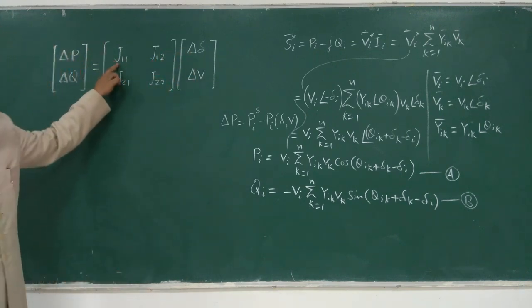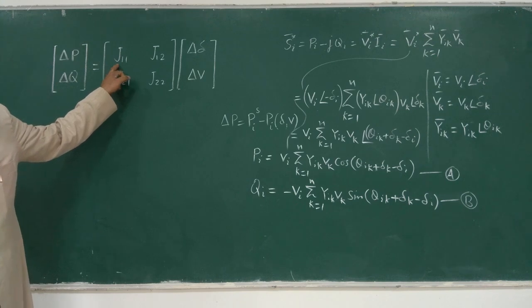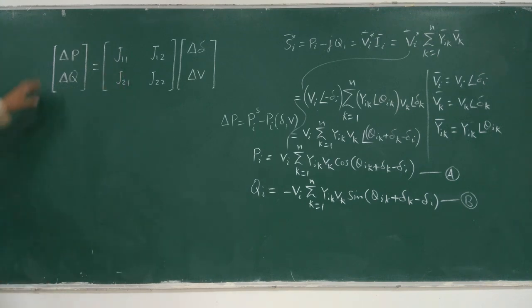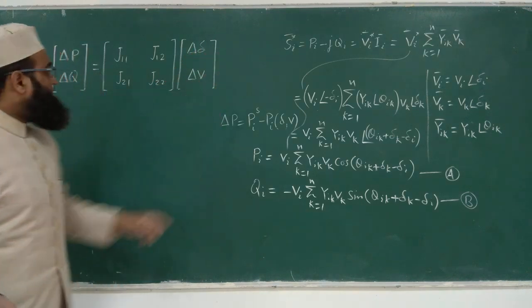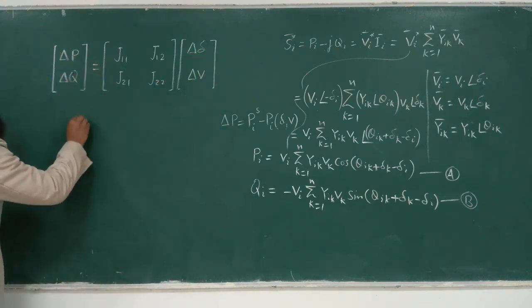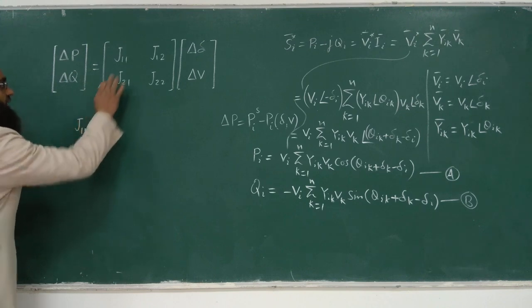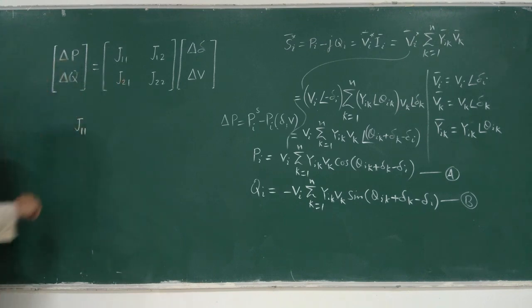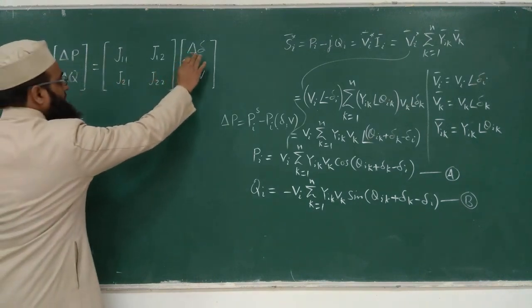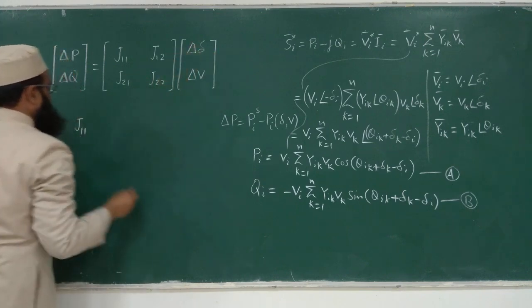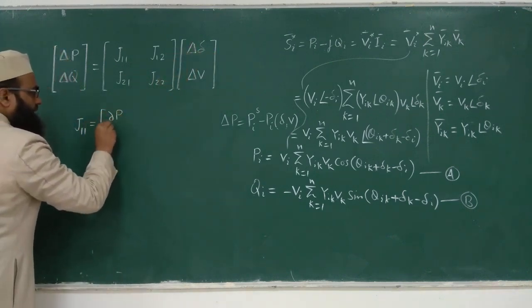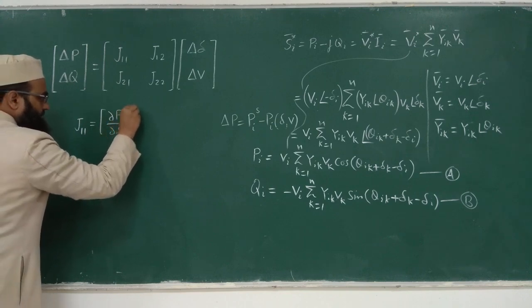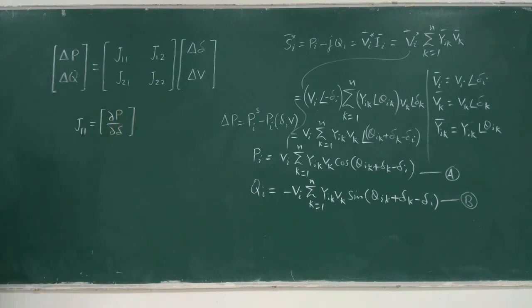What is J11? This is also a matrix. So suppose this is 1 and 2 left hand side, this is 1 and 2 right hand side. So if you want to write J11, so J11 means first one is 1, so P, second one is 1, so delta. So this will be nothing but this matrix, del P upon del delta. We will again see how to evaluate this, right?